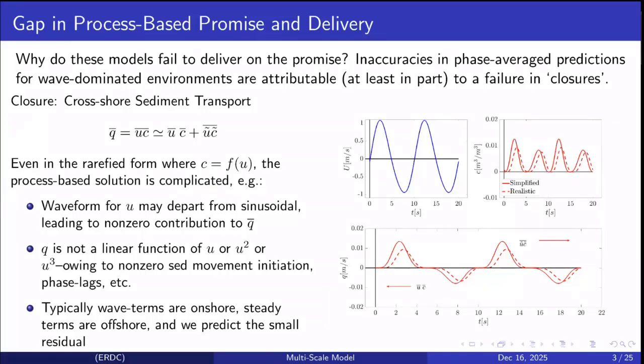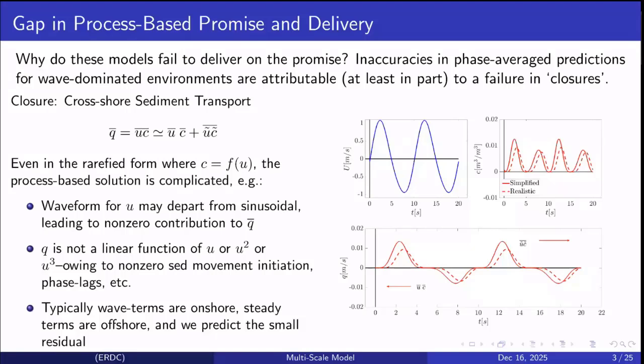At least in part, that's due to what I would call failure in closures. So let me give you an example of what a closure is. The one that we're working on today, and we'll be talking about this one again and again, is the cross-shore sediment transport problem. So Q over bar is the time average sediment transport. That's simple enough to write down, right? It's the product of the volumetric concentration and the total velocity.